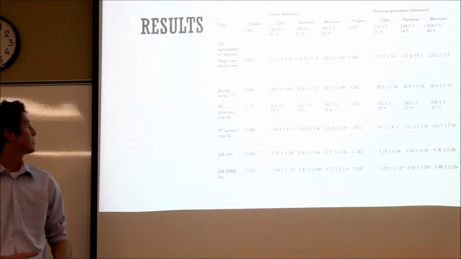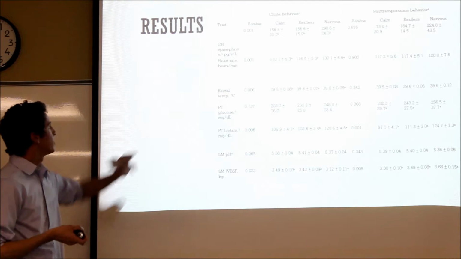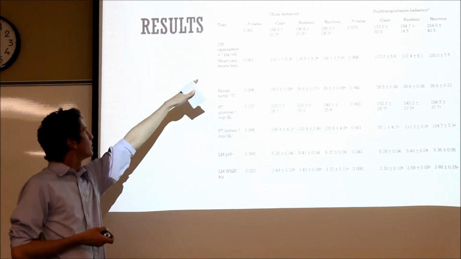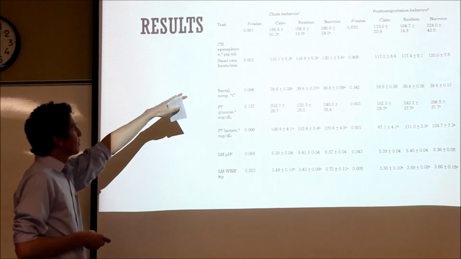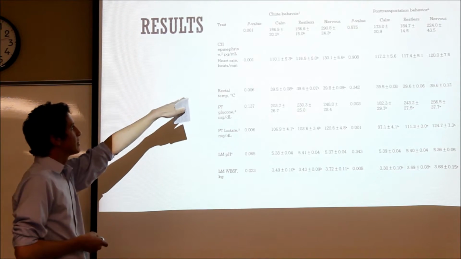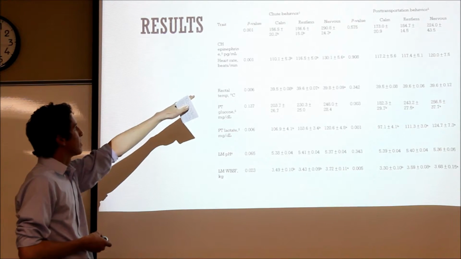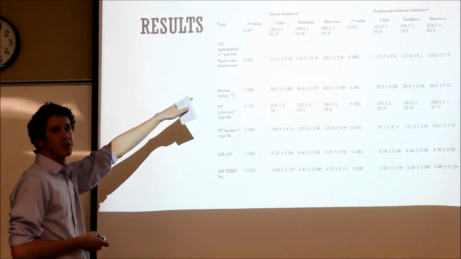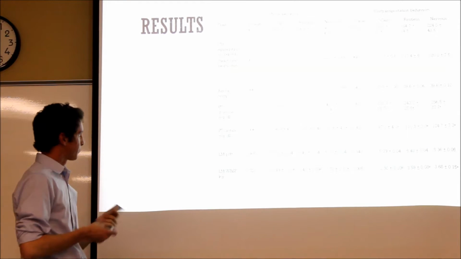If we look at our results, this is just a general overview of all of our data. Up here we have the data, which follows the cortisol levels and the epinephrine levels. On the far right side, it shows the post-transportation behavior. You can see that at calm, restless, and nervous, the cortisol and epinephrine levels have very little variation. Therefore, they're not significantly different.